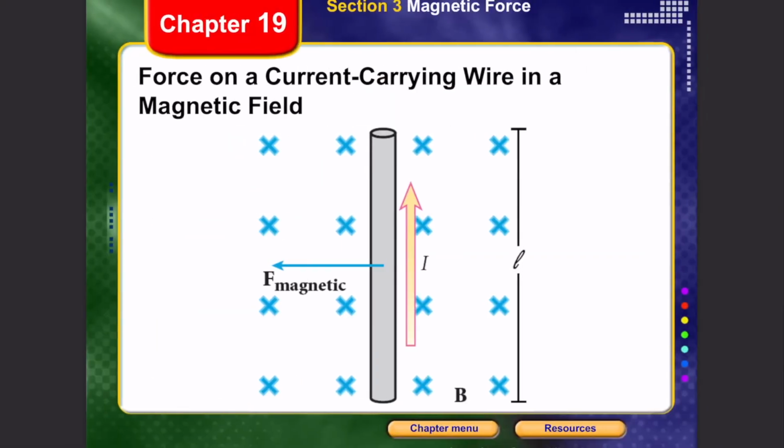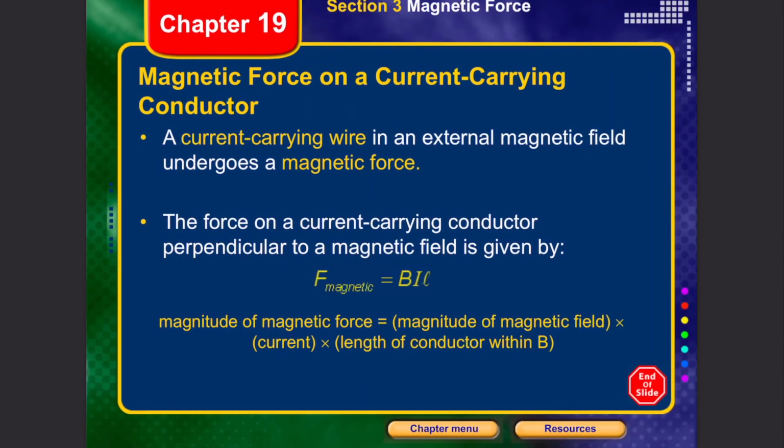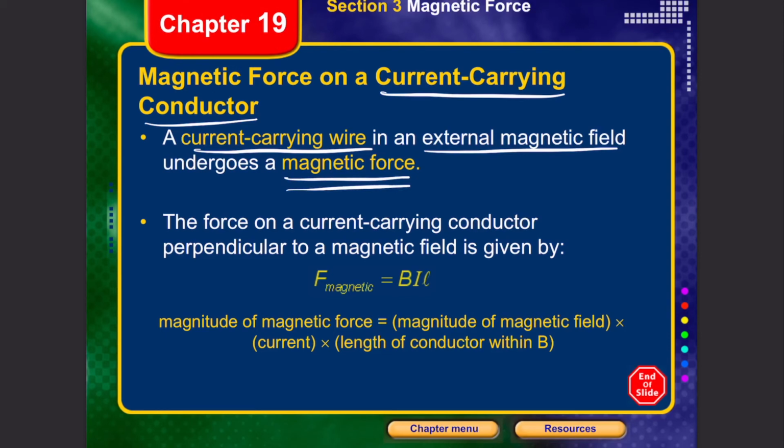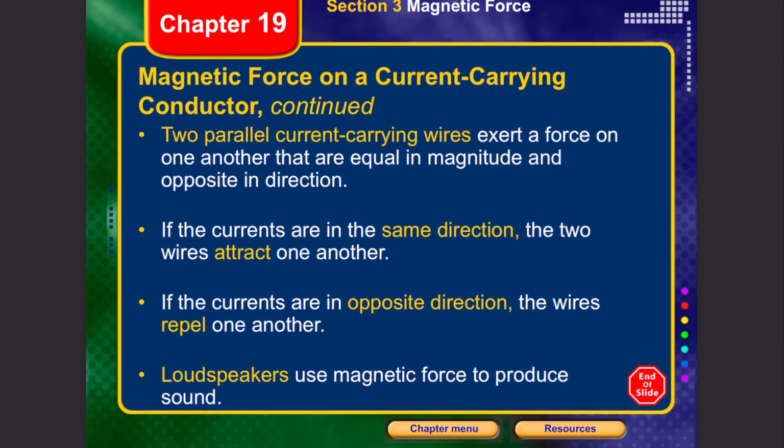Next, let's talk about magnetic field when you have two wires, or magnetic field when you have a current passing through a wire, a current carrying conductor. A current carrying wire in an external magnetic field also undergoes a magnetic force, given by F magnetic equals BIL. B is the magnetic field, I is the current, and L is the length of the conductor. Now when you have two parallel wires, the magnetic field produced by one wire can apply a force on the other wire.